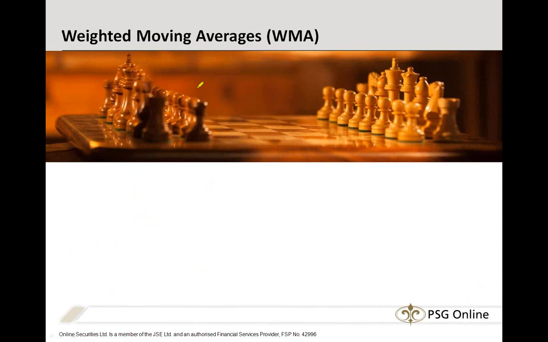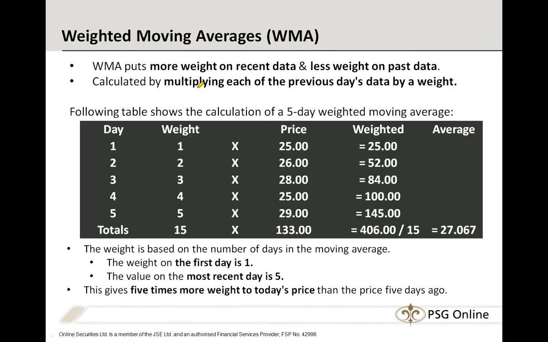The weighted moving average, a lot of people like this one. It's very similar. Again, you're giving more weight to more recent data and less weight to the past data. So in this situation, for example, on the first day we multiply by 1, and on the last day we multiply by 5, if we calculate a 5-day moving average. In other words, the most recent data will have 5 times more weight than 5 days ago. So this is how it would look.